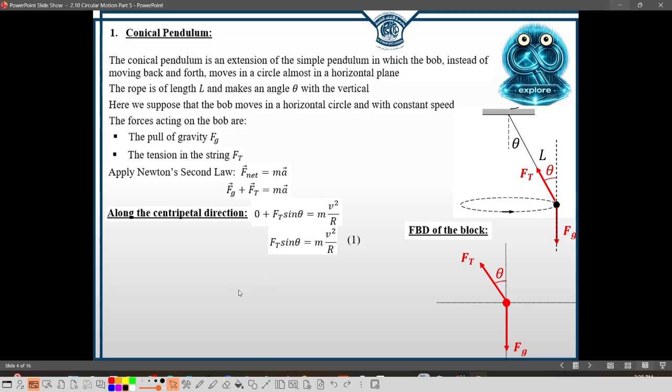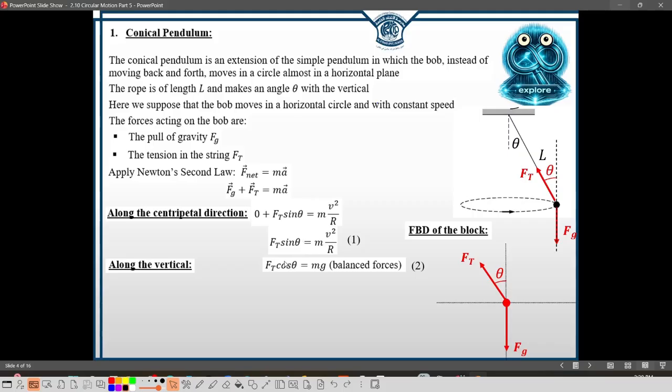Now let's apply the projection along the vertical. The two forces along the vertical are Ft cosine theta and Fg, and they are balanced because there is no relative motion vertically. So Ft cosine theta equals mg. Now this would be our second equation. So now we have two equations.